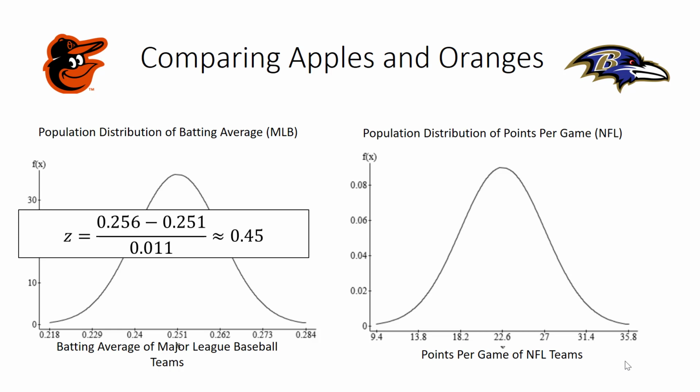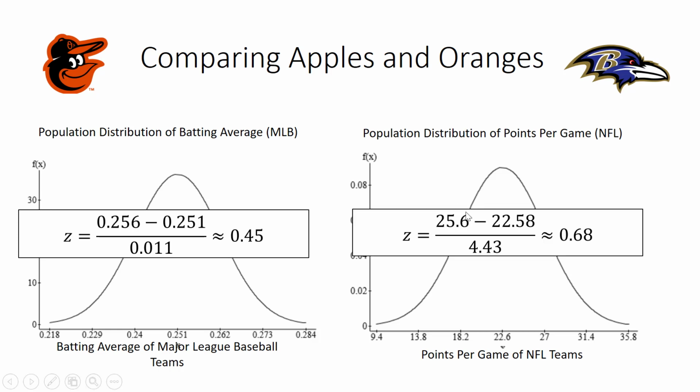So if you go back to the question where it explained what the batting average was for the Orioles, we can calculate the z-score of the Orioles. Their specific batting average was 0.256. We subtract off the mean and then divide by the standard deviation to get a z-score of 0.45. We can do a similar thing here where we have 25.6 minus 22.58 divided by the standard deviation of the whole NFL team, and we find that the Ravens actually have a z-score of 0.68.